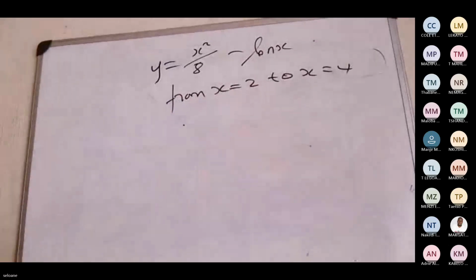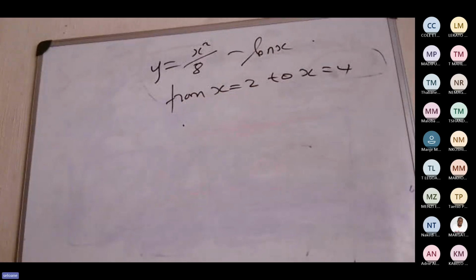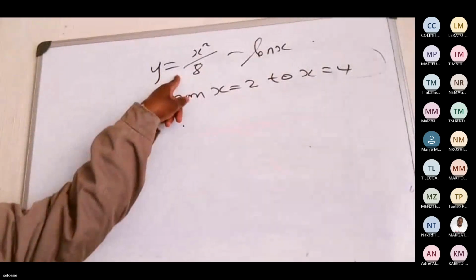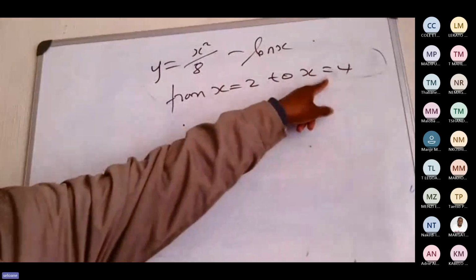Can you try this? Before we move on to the next topic, can you try this? Just set up the integral formula. Hopefully you have got pen and everything. I will give you 2 seconds. Find the length of an arc of this from where x is equal to 2 up to where x is equal to 4.